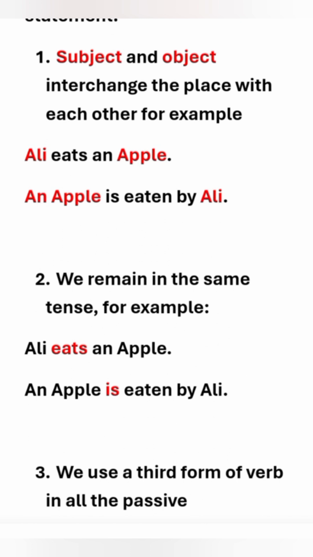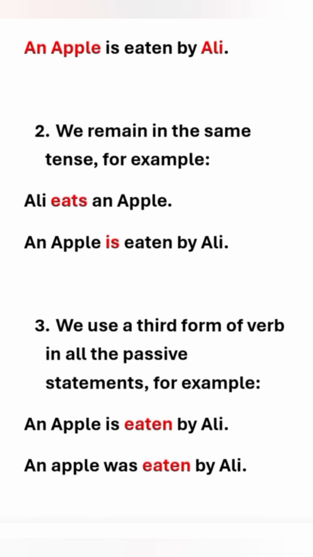नाउ द थर्ड रूल इज वी यूज थर्ड फॉर्म ऑफ वर्ब इन ऑल द पैसिव स्टेटमेंट्स. सारी पैसिव स्टेटमेंट्स में नो मैटर व्हाट टेंस दे बिलोंग टू, उन सब की पैसिव स्टेटमेंट्स में बेसिकली हम वर्ब की थर्ड फॉर्म यूज करते हैं. फॉर एग्जांपल, एन एप्पल इज ईटन बाय अली. An apple was eaten by Ali. An apple will be eaten by Ali. So basically, you can see that all the passive statements, no matter about the tense, they all would have verbs third form used in them. उन सब में verb की third form इस्तेमाल की जाएगी.